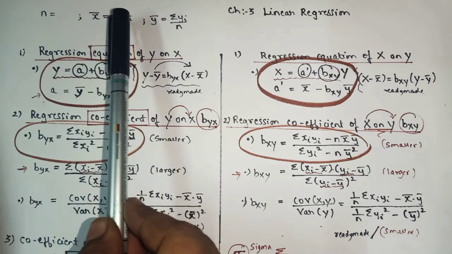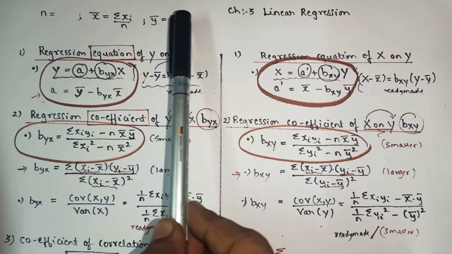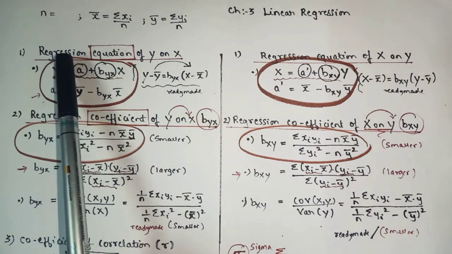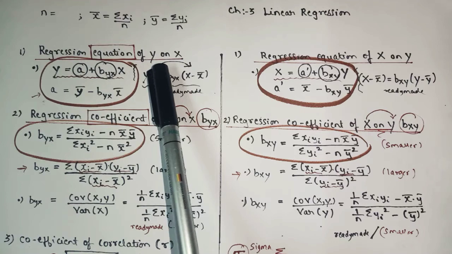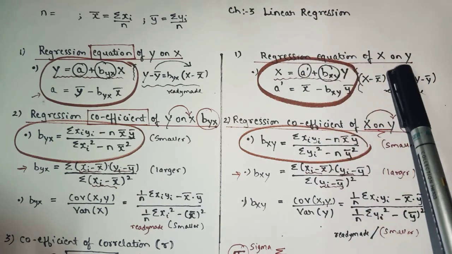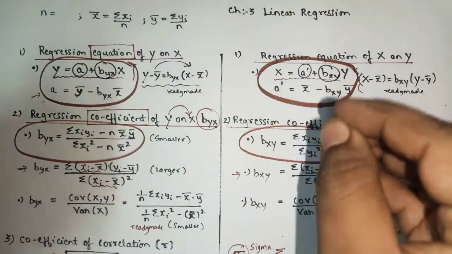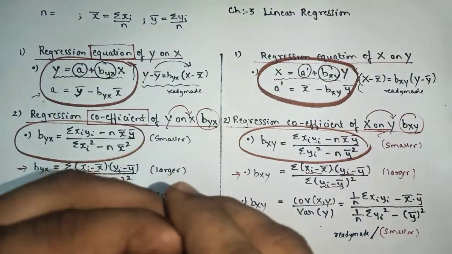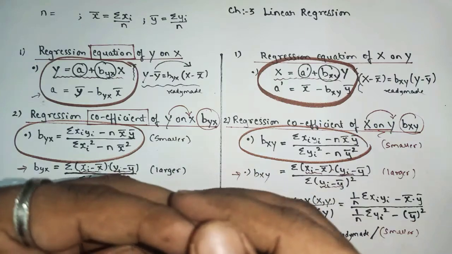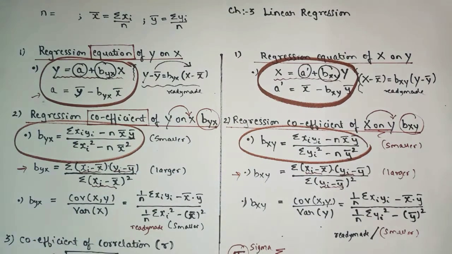To find x mean, the formula is total of xi upon n. To find y mean, it is total of yi upon n. This is the regression equation of y on x, and on the right hand side, it is the regression equation of x on y. In the previous lecture I explained everything about y on x and x on y, how to guess whether in a particular question we have to find y on x or x on y.